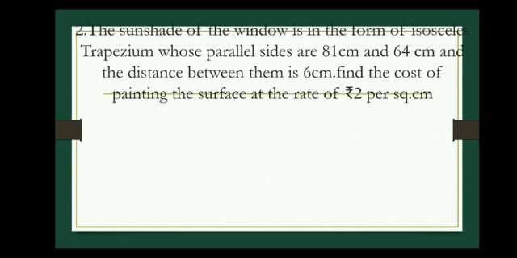See the second one. The sunshade of the window is in the form of isosceles trapezium, whose parallel sides are 81 cm and 64 cm. And the distance between them is 6 cm. Find the cost of painting the surface at the rate of 2 rupees per square centimeter.